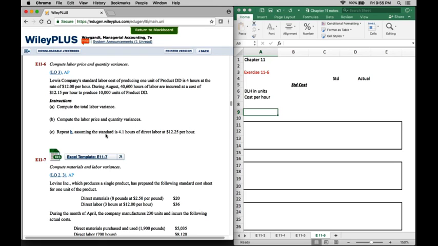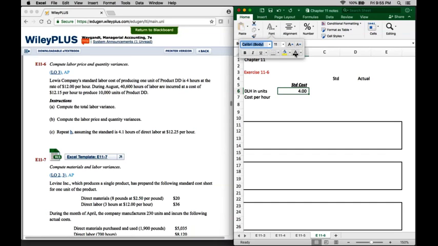And then in part C, they're asking us to repeat what we have done in part B, assuming that standard hours is 4.1 and the direct labor rate is 12.25. So let's start with the first piece.